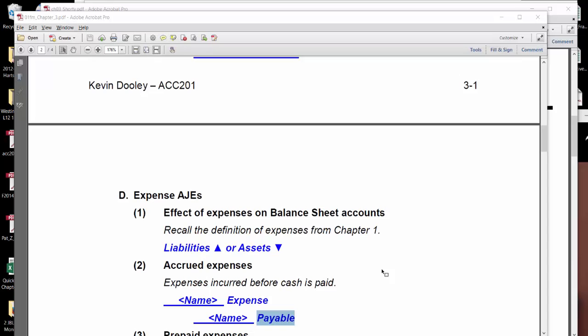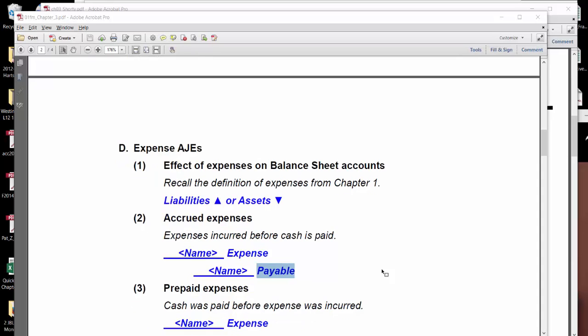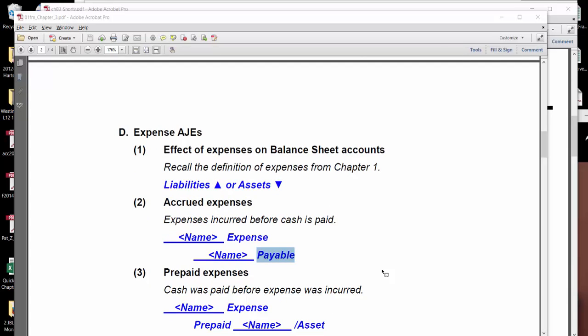Similarly to revenues, we also have situations where cash has changed hands prior to the income statement item happening. In this case, if we have paid for expenses such as insurance or maintenance fee or even supplies before we've used those services or goods, then when the time comes to reflect that we have used them, we've got to make this adjusting entry. So we might say, for example, supplies expense and supplies, the asset account. Or we might say insurance expense and prepaid insurance.